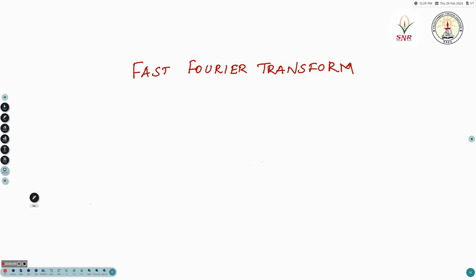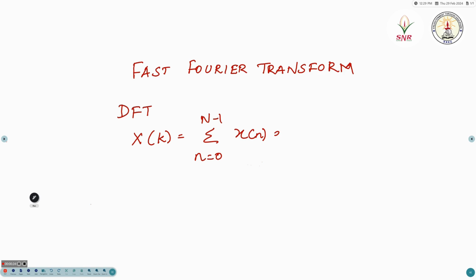To discuss time complexity, we will define the DFT by X of k is equal to summation n equal to 0 to N minus 1 x of n e power minus j 2 pi k n divided by N, where k varies from 0 to N minus 1. So this is the formula used to calculate the DFT.